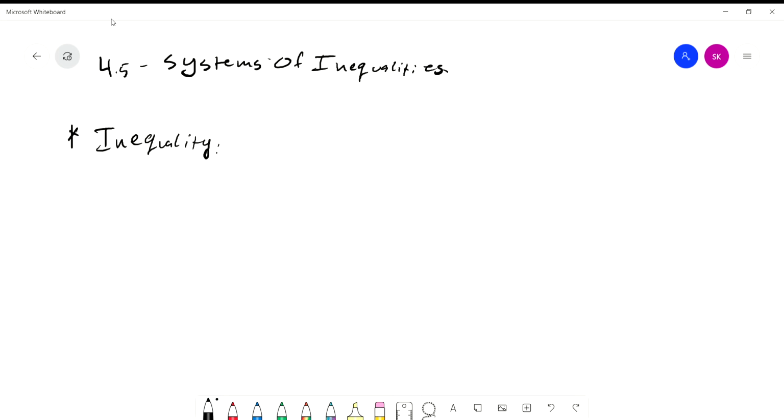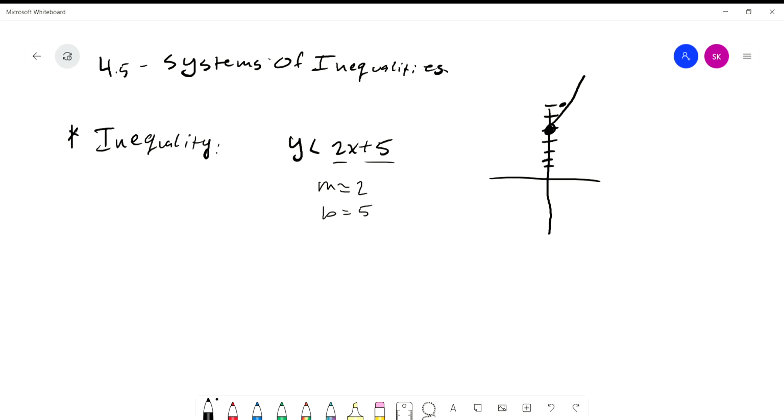For example, we might graph y is less than 2x plus 5. To graph this, we know how to. 2x plus 5 is in mx plus b format, so m is 2, where b, the intercept, is 5. So it should be pretty quick and simple, right? 1, 2, 3, 4, 5. There's 1 point. It has a slope of 2, right? And I missed, which is typical. But that's more or less the line, right?